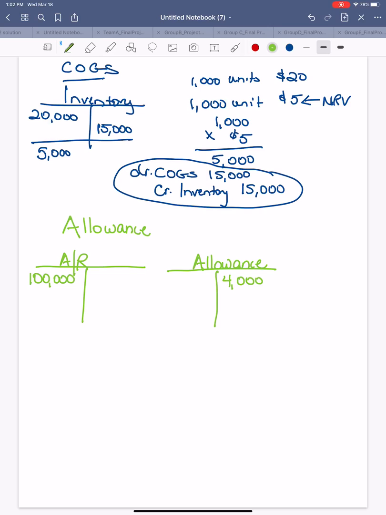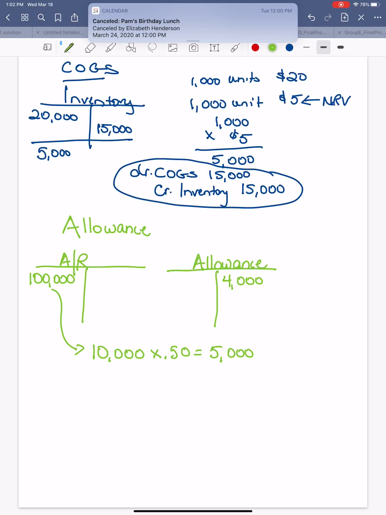Okay, so the risk group calls us and they say, okay, you've got this 100,000, and of the 100,000, we've noticed that $10,000 worth has not been paid in a long time. So we believe we'll lose half. So I'm going to multiply that by 50%. I get $5,000.